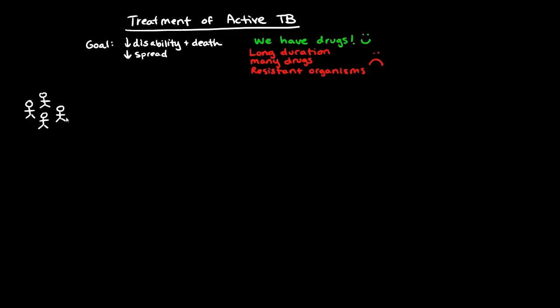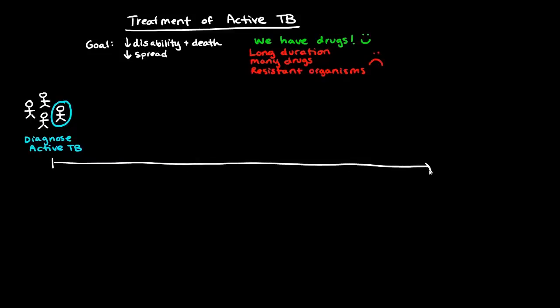So the first thing is, of course, we have to diagnose the infection. So let's assume that we've done that. We know that this person has active TB in their lungs, okay. And we want to initiate therapy. For most individuals, the therapy begins with a combination of 4 drugs. This is assuming we don't know that this is a resistant organism.